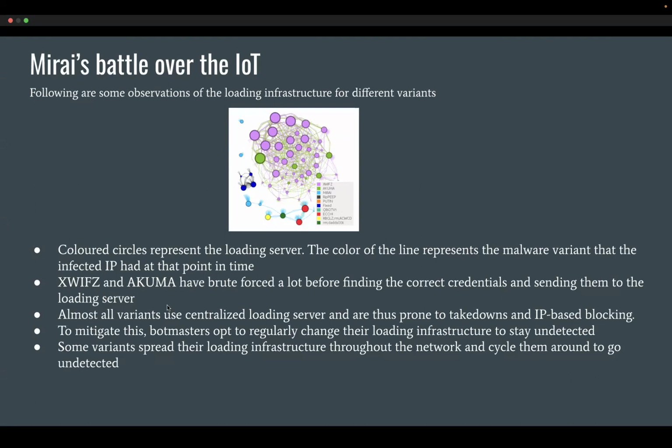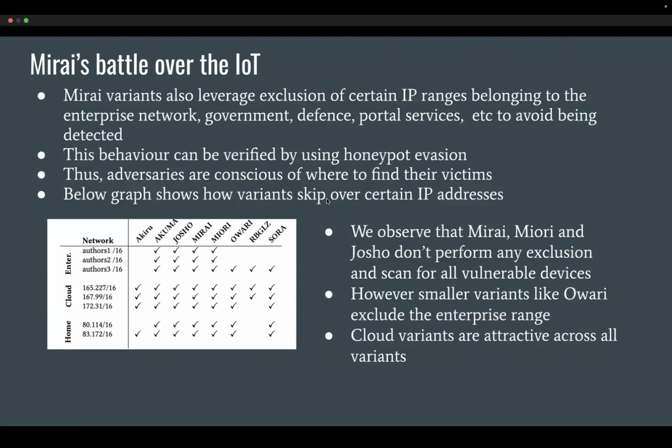Now, in order to mitigate this, because loading infrastructure is faster and more efficient, I don't want my loading server to be blocked. So what these bot masters do, in order to stay undetected, is regularly change their loading infrastructure, or just cycle them around. So there are a bunch of loading servers, and periodically they keep cycling around those loading infrastructures to not get detected.